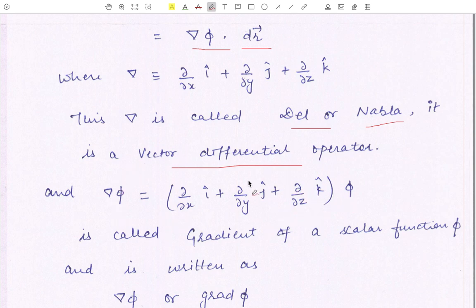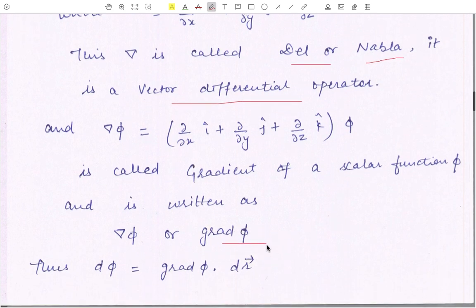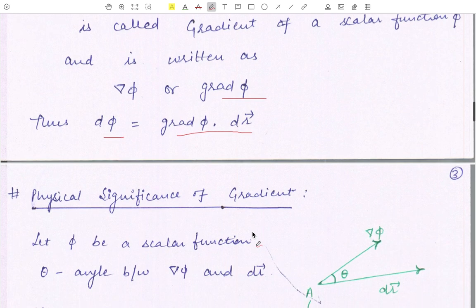This is called the gradient of this scalar function phi. This can be written as del phi or gradient phi, grad phi. Therefore we get d phi is equal to gradient of phi dot dr vector. Now what is its physical significance?